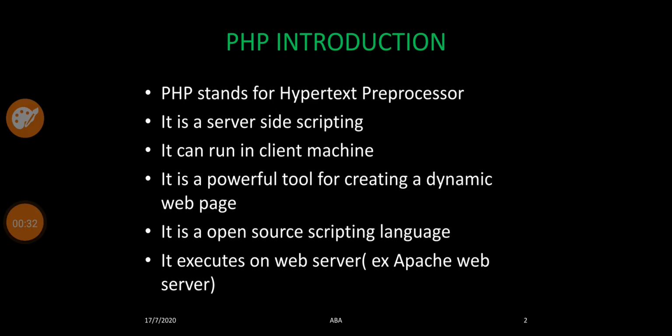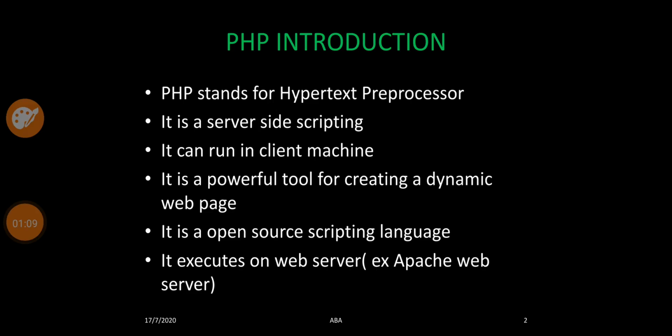What is a script? A script is nothing but if you give any validation to the web page, then it is called a script. It can be run on the client machine also. It is a powerful tool for creating dynamic web pages. A dynamic web page is one where validation is present. For example, if you are entering a form and anything goes wrong, some information should be displayed. That is called validation, and that is called dynamic. So using PHP we can create dynamic web pages.